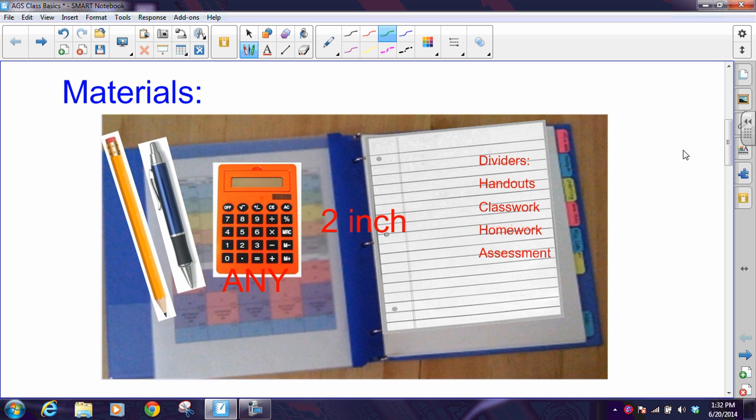It'll be fine. Pencil or a pen. Pencil's usually a better idea. Mistakes happen, but if you have an ink pen, it's okay. And you'll notice that you need to have dividers as well as paper. The dividers then will have handouts, classwork, homework, and assessments all nicely divvied up inside.